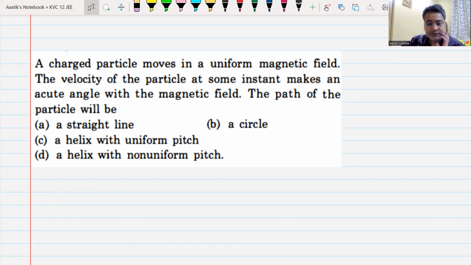Yes, my dear friend. What is the answer? No one knows the answer. Option C. This is a particle moving in a helix with uniform pitch. We understand this, yes or no?